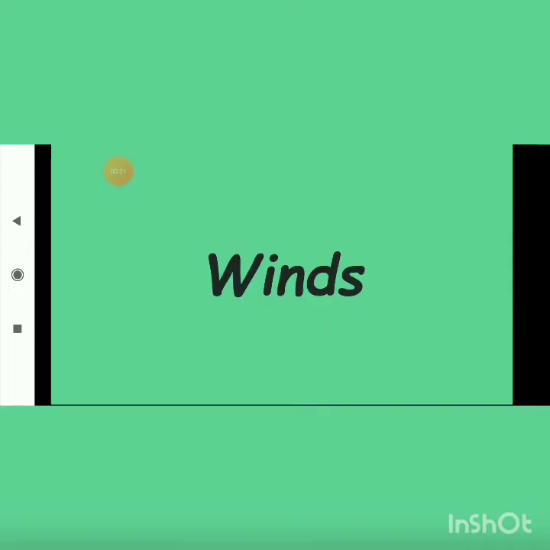Students, today in geography we will be doing our lesson number 5, and the name of the lesson is winds. In our previous video, students, we have learned what is wind. We have also learned generation of wind, its velocity, rotation of the earth and direction of winds, and we have also learned about planetary winds.